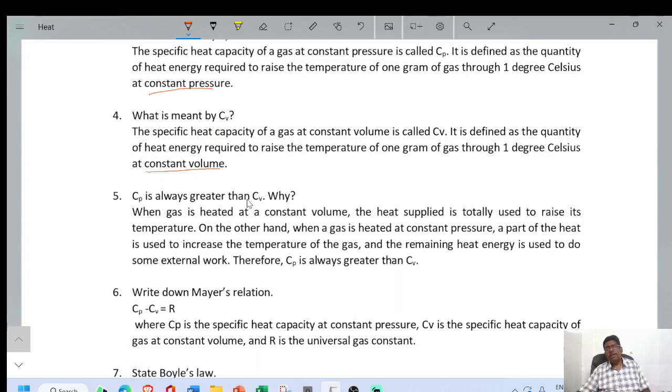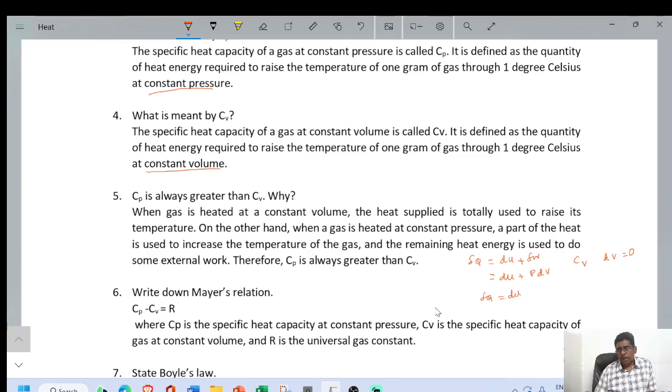Cp is always greater than Cv. Why? You know the first law of thermodynamics, delta Q equal to dU plus delta W. This is dU plus PdV. Pressure into change in volume is our work done. In the case of Cv, the value of dV equal to 0. Volume is a constant, therefore change in volume is equal to 0. So this quantity is 0. Then delta Q equal to dU.